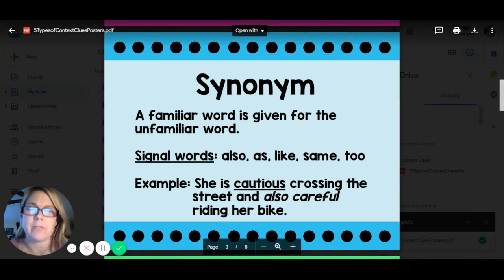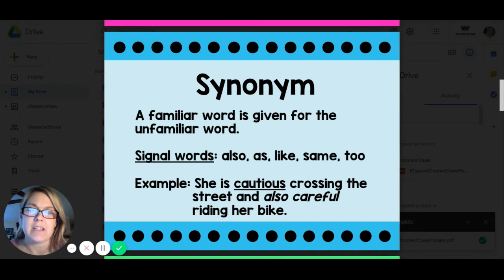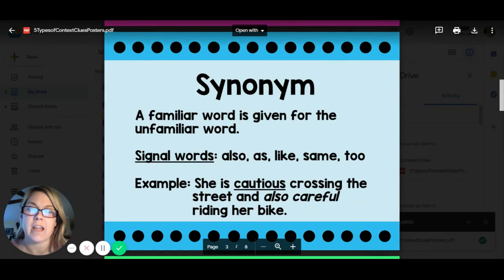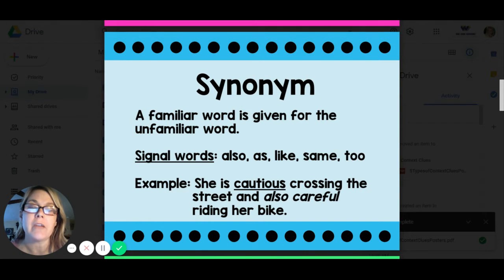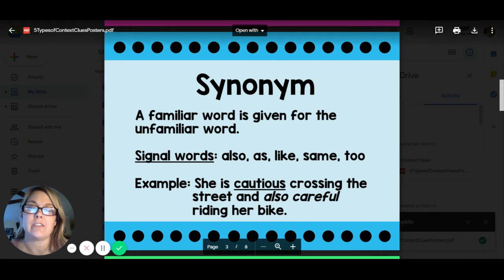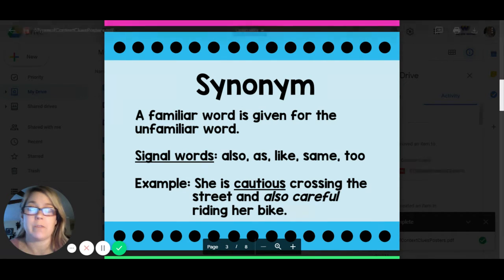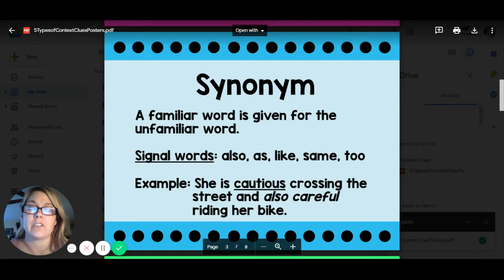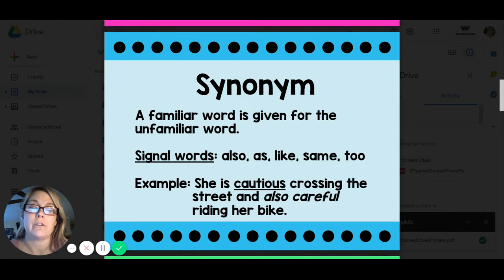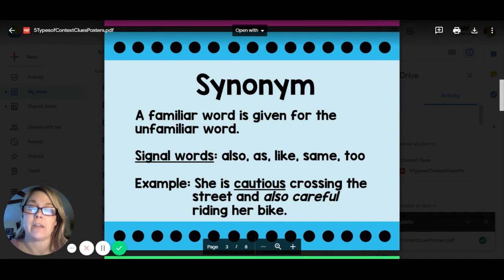Example: she is cautious, there's our unfamiliar word, crossing the street, and also careful riding her bike. All right, so cautious means what? Right there. It means careful. She is blank crossing the street and also careful riding her bike. We could put that word careful right in there where it says cautious. She is careful crossing the street and also careful riding her bike.